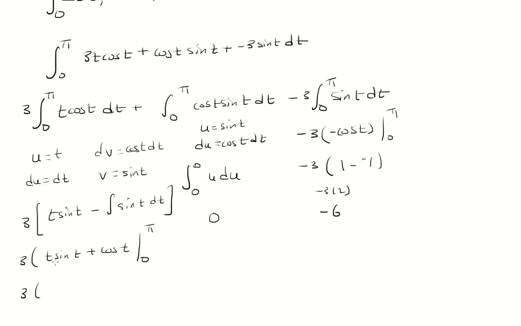So we're going to evaluate this from 0 to pi. If I plug in pi, sine of pi is 0, so I'm not going to bother with that, and then we have cosine of pi, which is negative 1, minus, if I plug in t is 0, this becomes 0, and then we have cosine of 0, which is 1. So this is 3 times negative 2, which is negative 6. So now what I have together is negative 6 plus 0 minus 6, and this gives me negative 12 as our final answer.